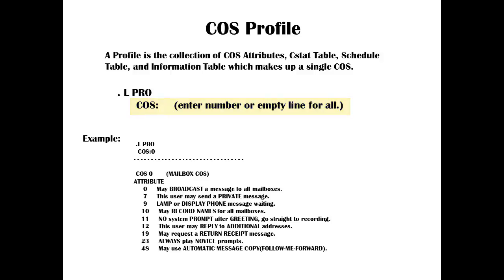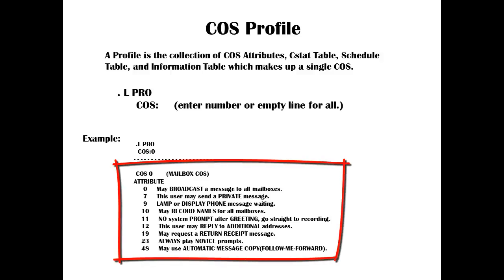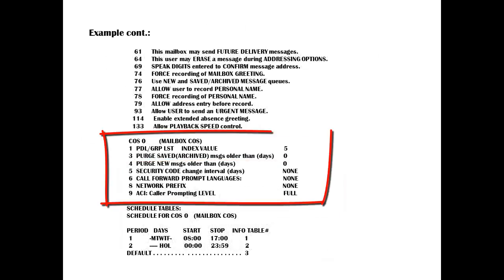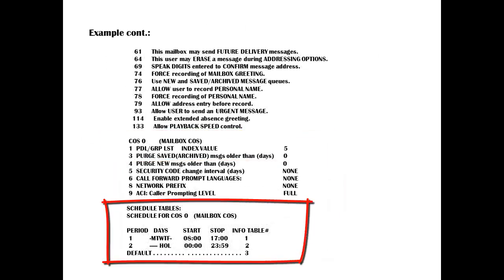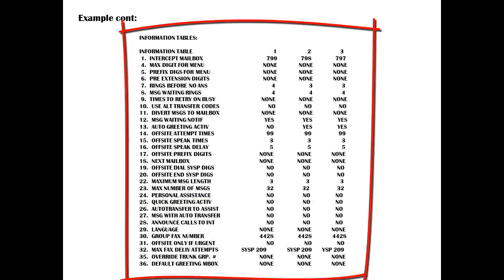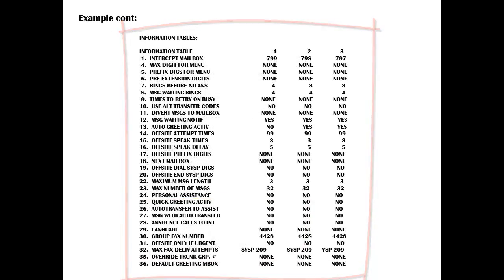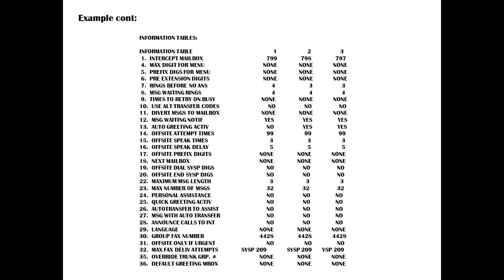Let's take a quick look at an example of a class of service profile, and then we will look at each of the 4 tables individually. So looking at this example, we will first see the class of service attributes defined, the CSTAT configuration, the schedule table, and the information table configuration. Please keep in mind the class of service profile table is best used to show the linkage of these four tables to provide a complete look at the mailbox or port functionality.